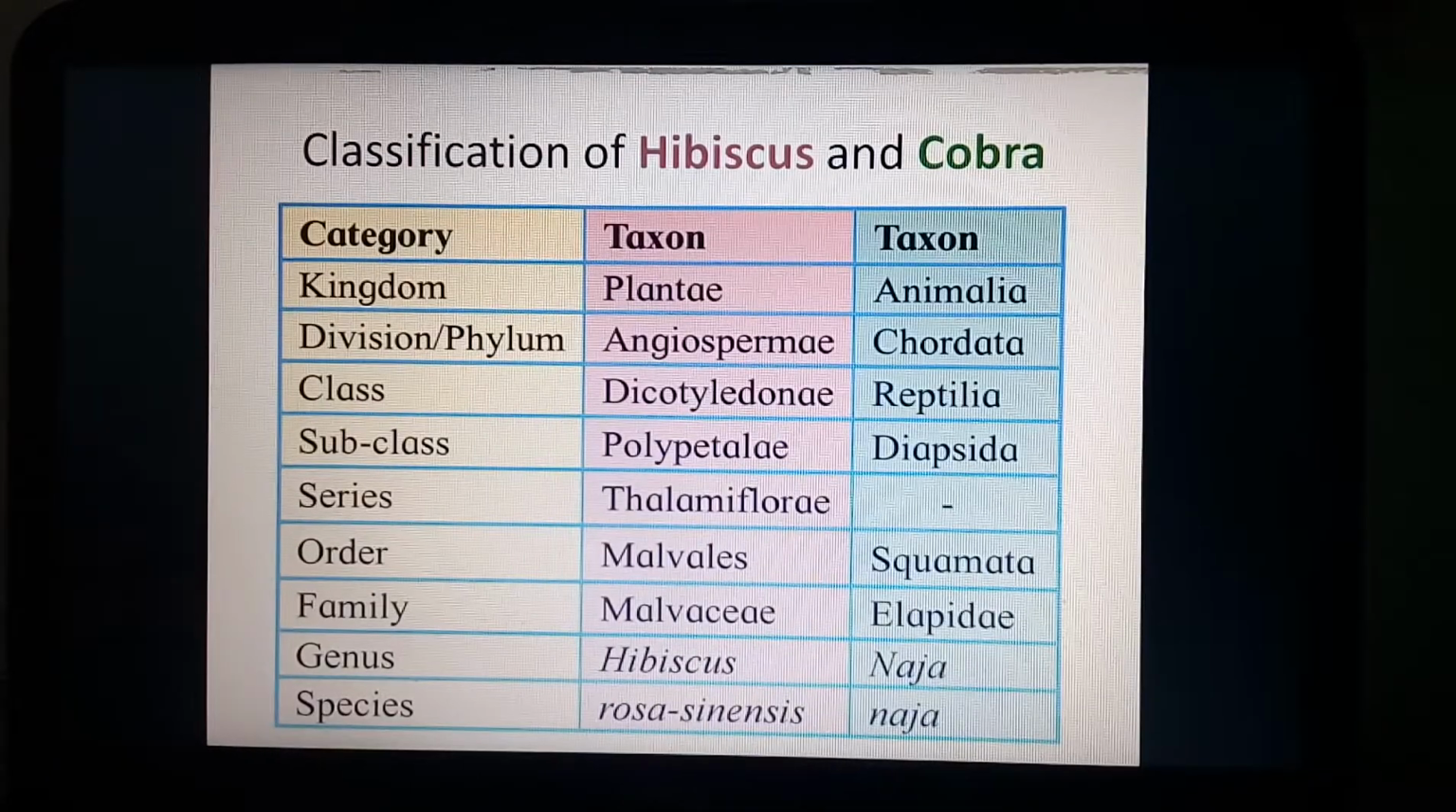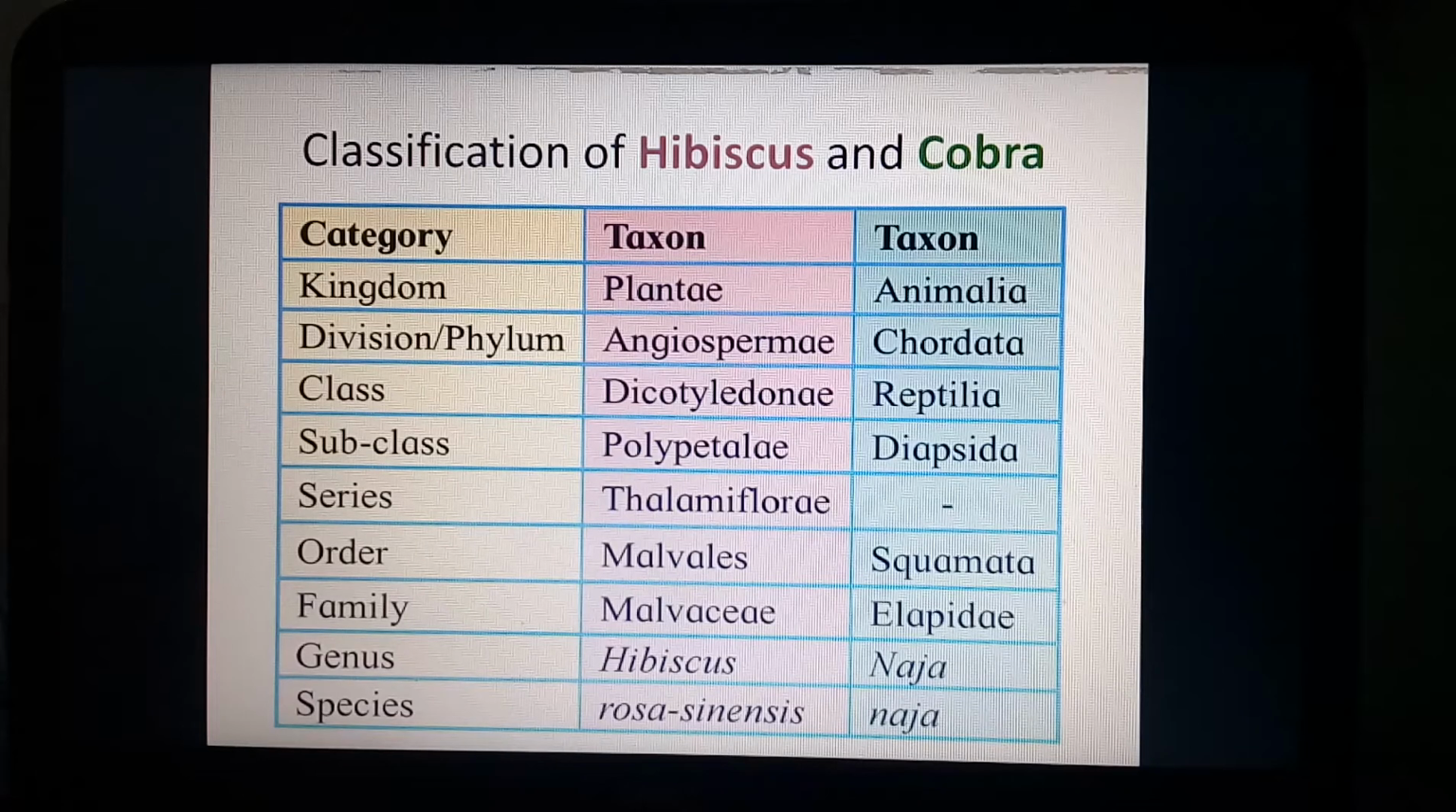Two examples are given in front of you which give us an idea about the classification of hibiscus and the classification of the cobra. Here the categories and taxons are also given. First category, kingdom, taxon, it is Plantae. Division is the category, taxon is angiosperm. Then class, dicotyledony. Plantae, those belong to the plant. Angiosperms, those are the flowering, seed-bearing plants. Dicot means two cotyledons are present.